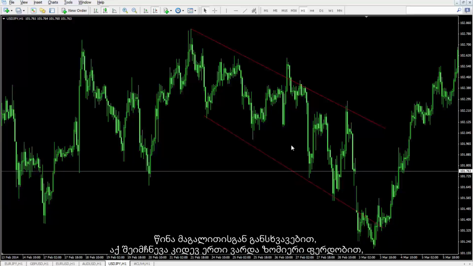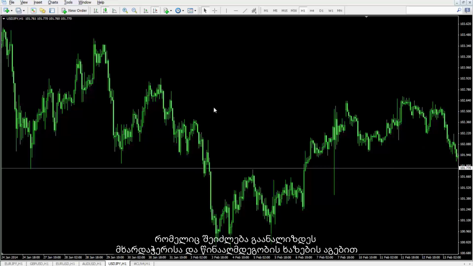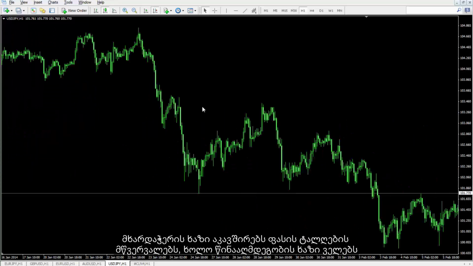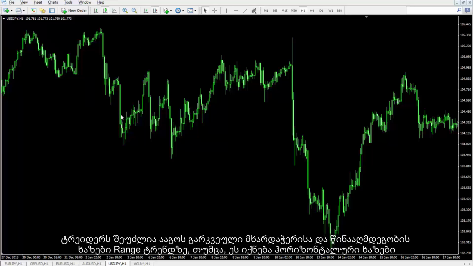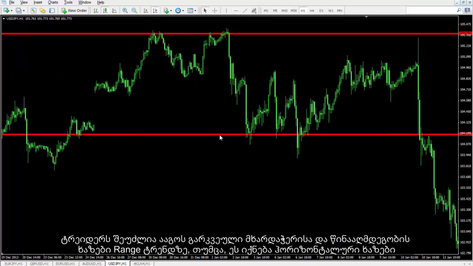Unlike previous examples, there would be another downfall with moderate slope that can be analysed through drawing support and resistance lines. Support line connects the peaks of price waves and resistance lines connects the valleys. A trader can draw some support and resistance lines on range trends. However, these would be horizontal lines.